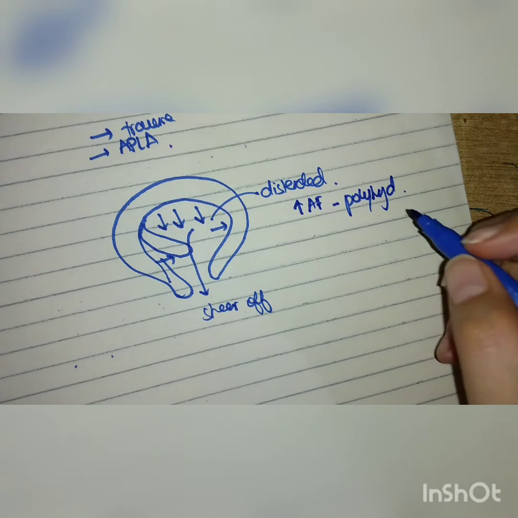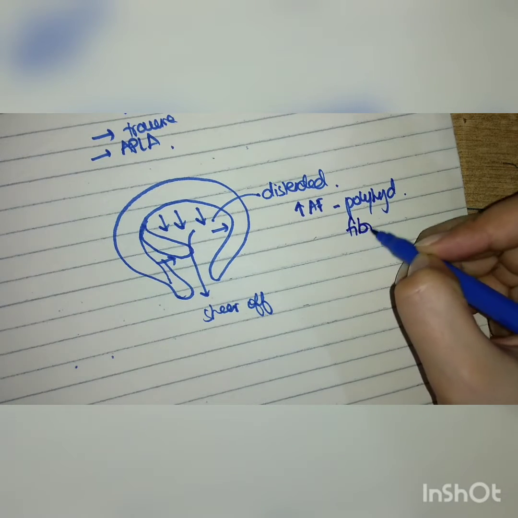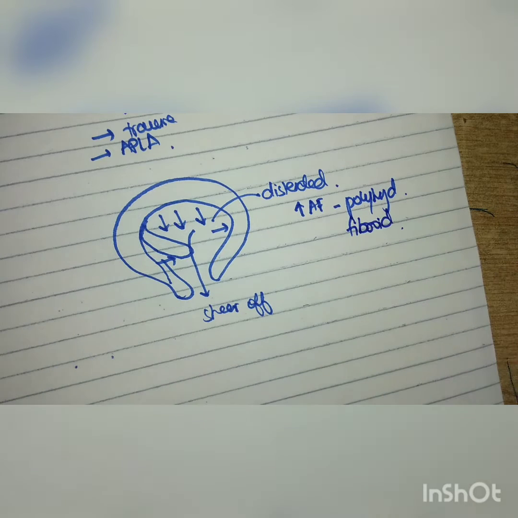And another cause can be fibroids. Fibroids can also take up space and put pressure on the placenta if it is present below the fibroids. So, these are all the precipitating factors. If there is multiple gestation, that can also cause over distension of the uterus.